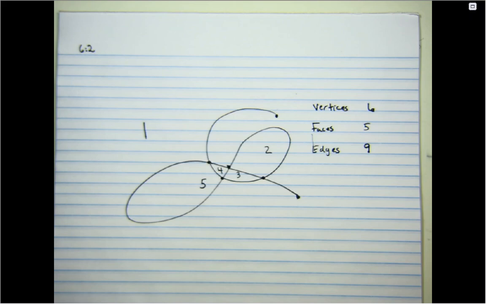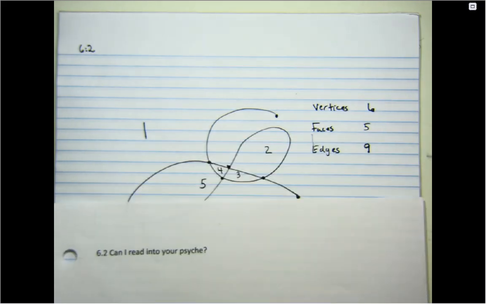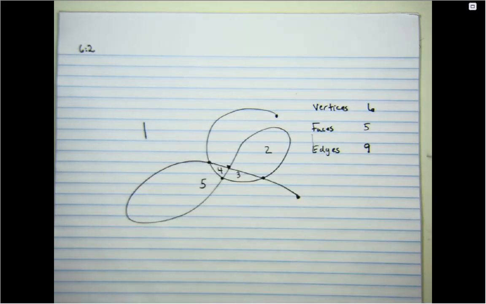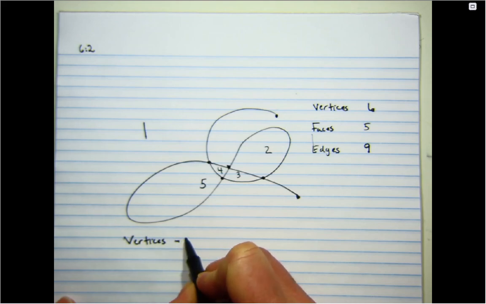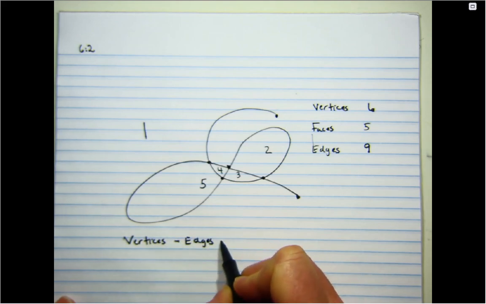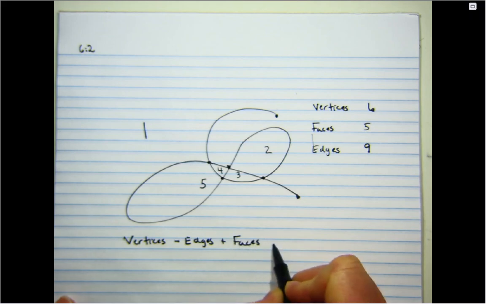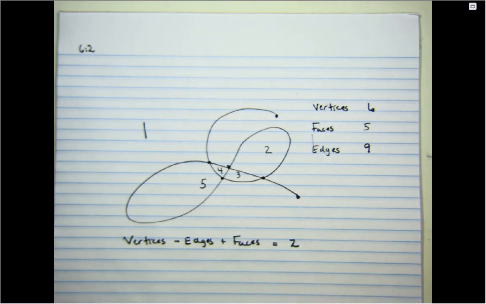So here's where the author starts us off with the question, can I read your psyche? Here's what I know about all of your drawings. All of your drawings where you have a dot, unless it's the beginning or end dot, you have 4 branches coming out of it. Well, that's kind of lame, isn't it? Because that's how you decide where to put the dot. So forget that. The other thing that I'll know, it's a little more involved. If you take your vertices minus the edges plus the faces, you will all get 2.